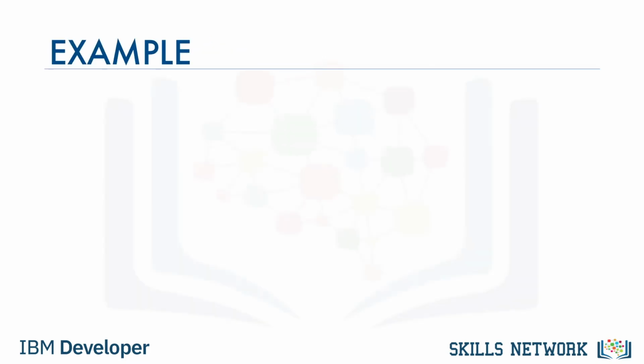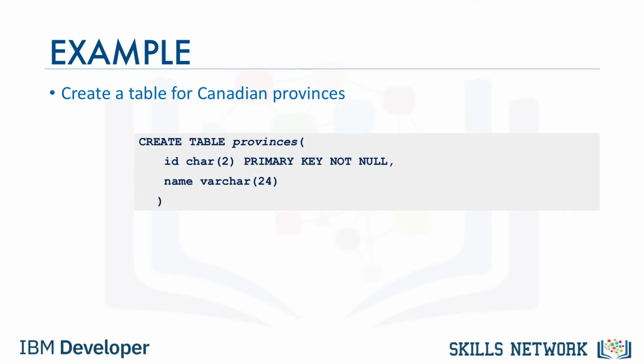For example, if we want to create a table for provinces in Canada, you would specify create table provinces, open parentheses, ID CHAR(2) primary key not null, comma, name VARCHAR(24), close parentheses. In this example, the data types used are CHAR, which is a character string of a fixed length, in this case 2, and VARCHAR, which is a character string of a variable length. In this case, the variable character field can be up to 24 characters long.